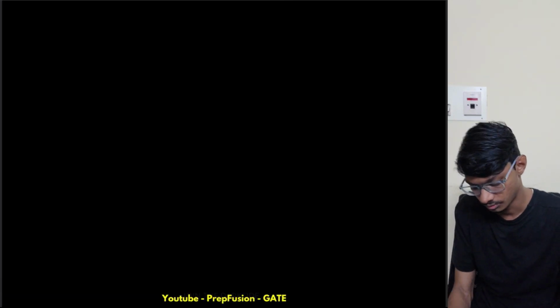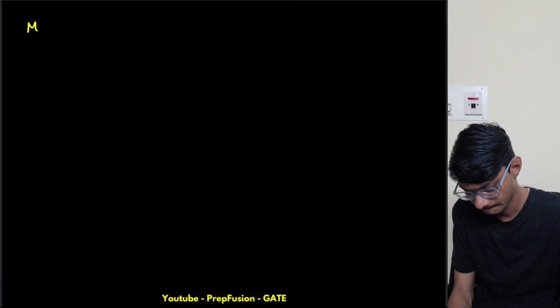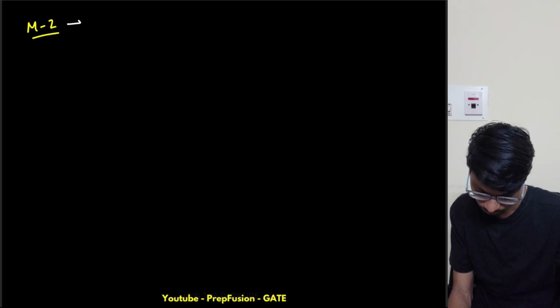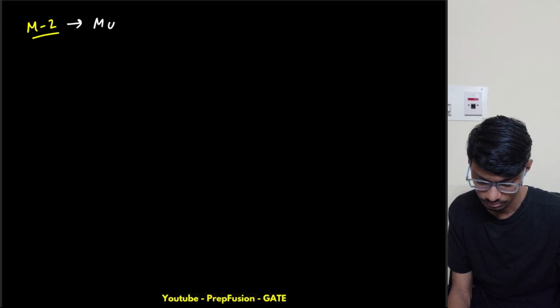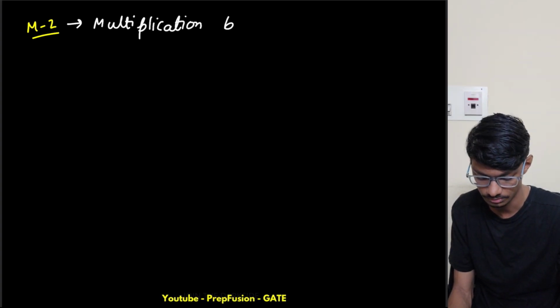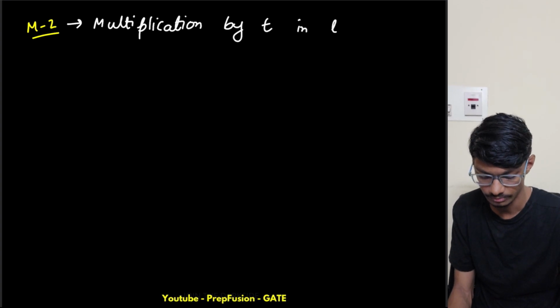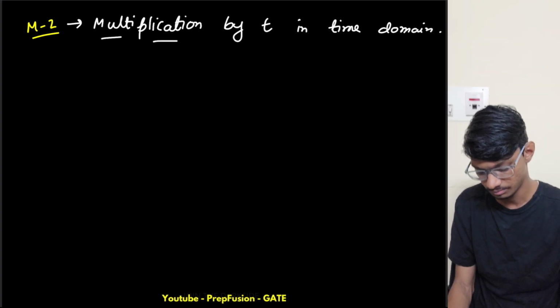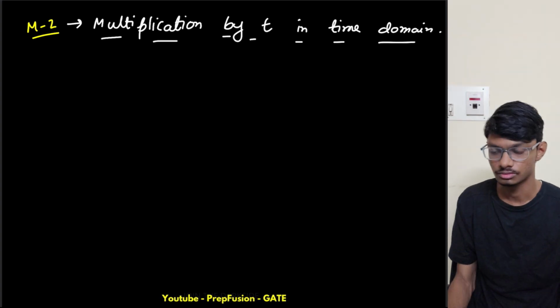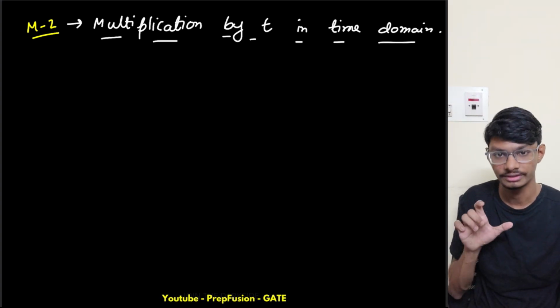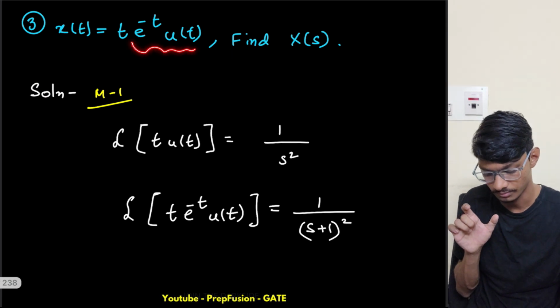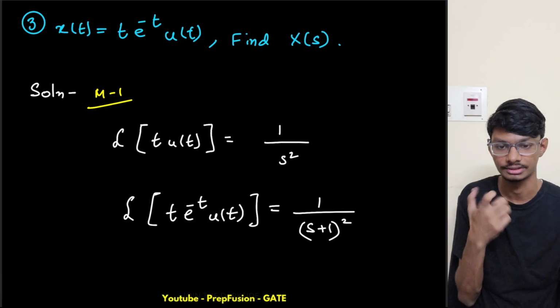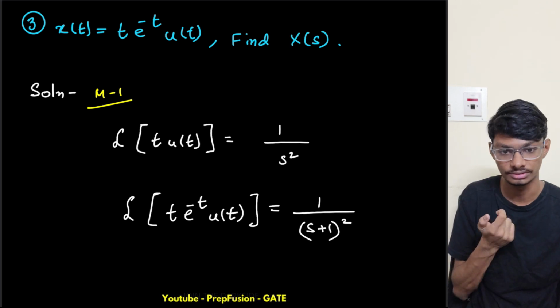Method 2: multiplication by t in time domain. Please ignore the outside noise if it is coming. First I will find the Laplace transform of this signal. This is easy, this is just an exponential signal. So what is the Laplace transform of this?